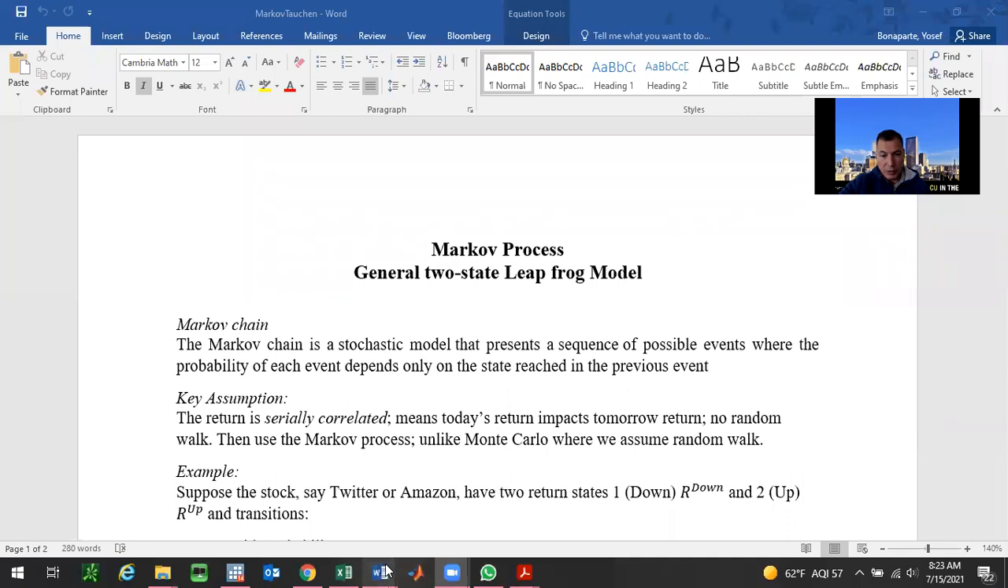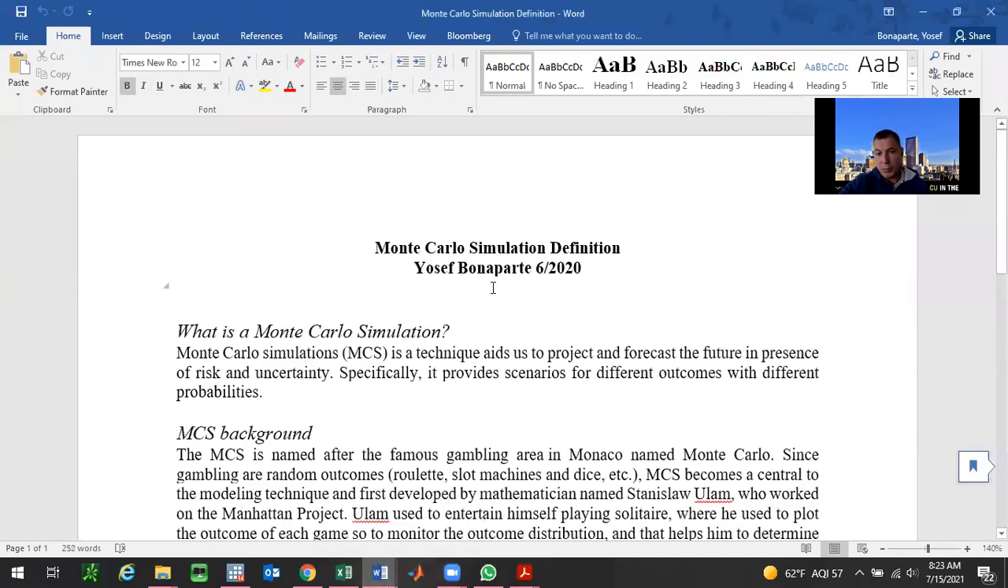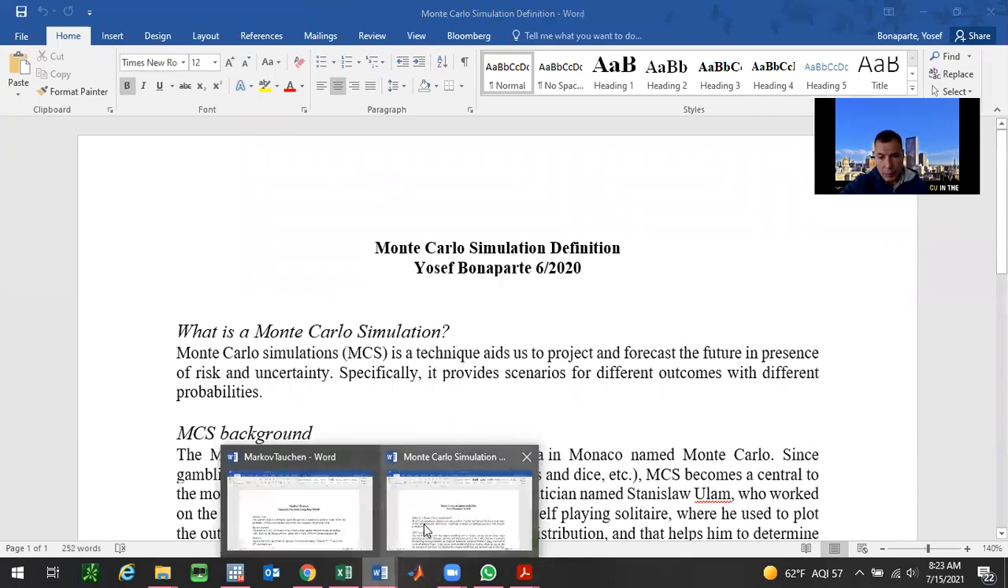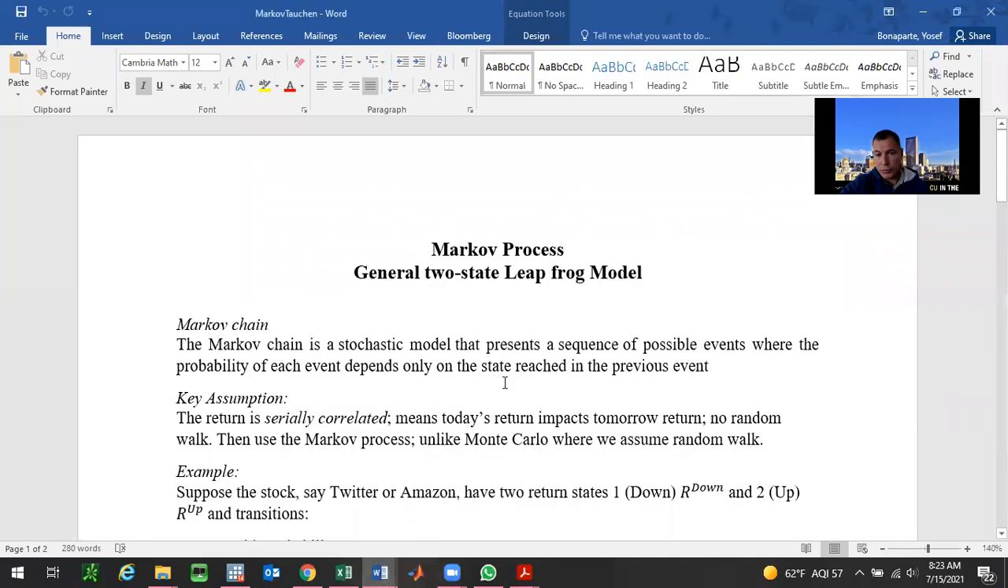There are two models that interest us. One is called the Monte Carlo model for projection, and one is a Markov process. So one is a Monte Carlo simulation, and one is a Markov process, Markov chain or leapfrog model. So what's the difference between the two?